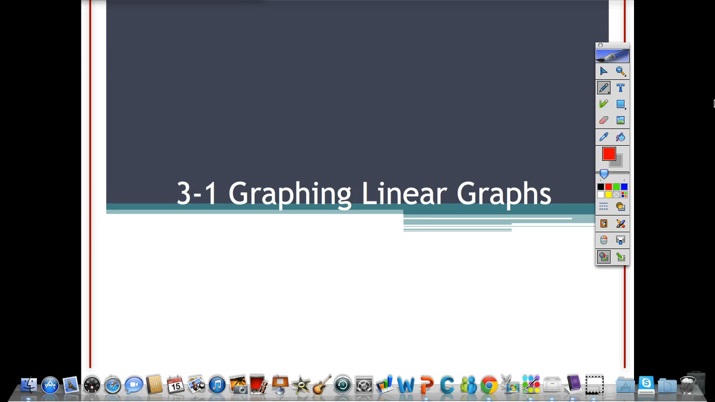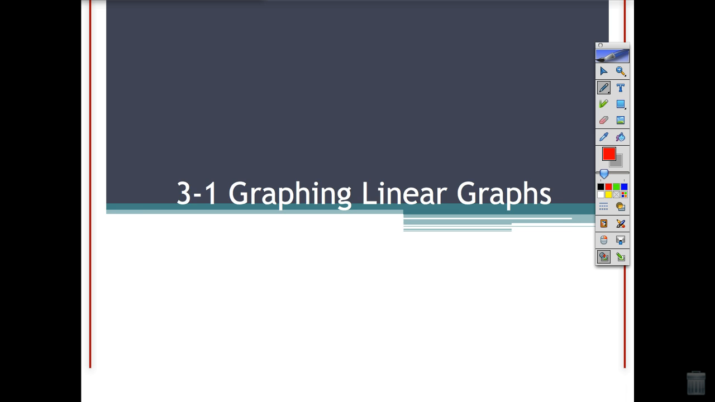This is Chapter 3, Section 1, Graphing Linear Graphs. This section has a very long lesson to it, so we're going to divide it into two parts. Today will be part 1.